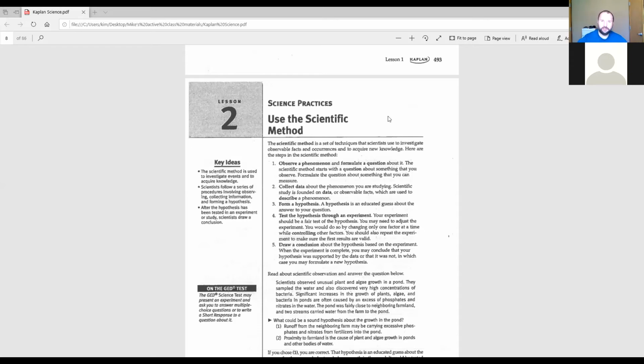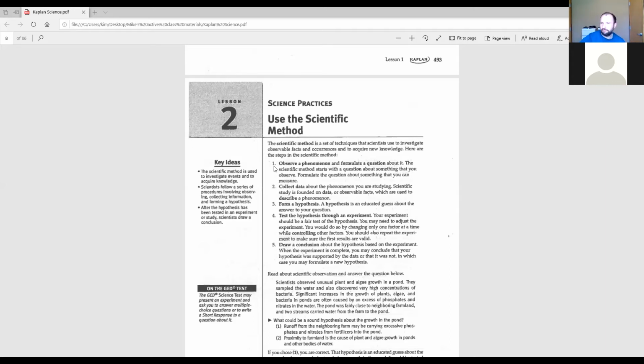So the book defines the scientific method as a set of techniques that scientists use to investigate observable facts and occurrences and to acquire new knowledge. All right. I just think of it like, how do we answer questions in science, right? And in order to answer questions in science, we've kind of got to follow these steps, right? And I'm going to just list them off really quickly, and then I'm going to pull up my PowerPoint and show them a little bit more in detail.